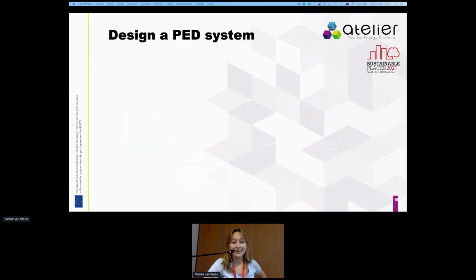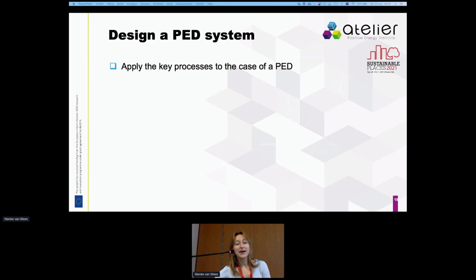Yes, so I think we've heard enough already in this presentation, but also today in general, a lot of information. So let's get to work and design our own PED system. And how we're going to do this, I'll explain to you now. The first thing we're going to do is to apply the key processes Tjerk just explained to the case of a PED. We have some questions on this that you can just walk through, and in this way think about it from a strategic niche management point of view.